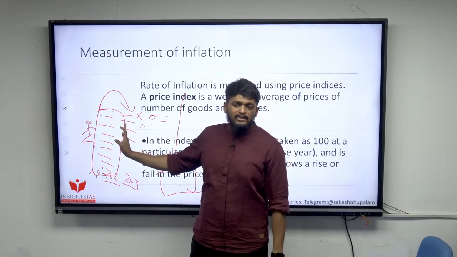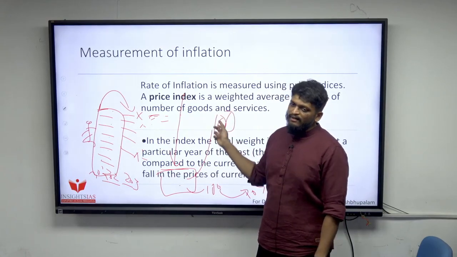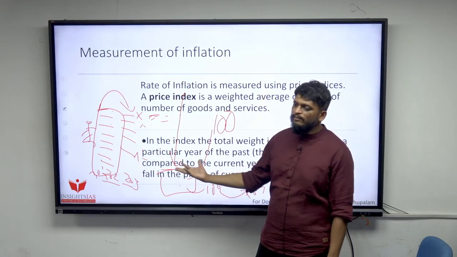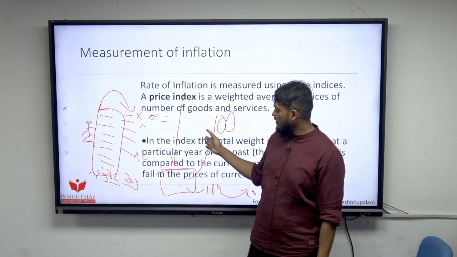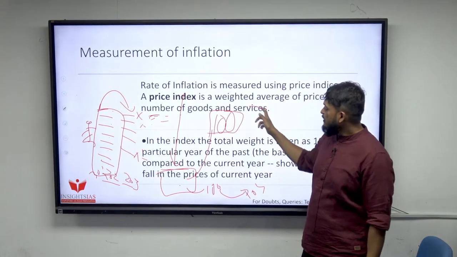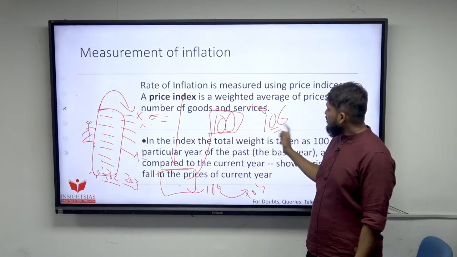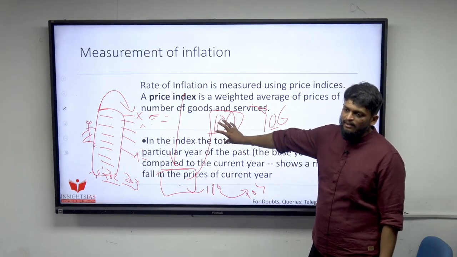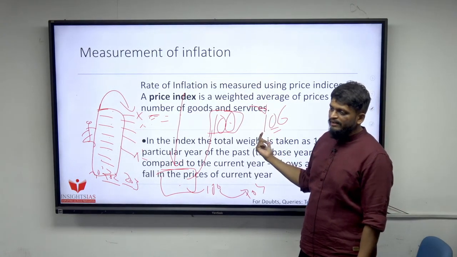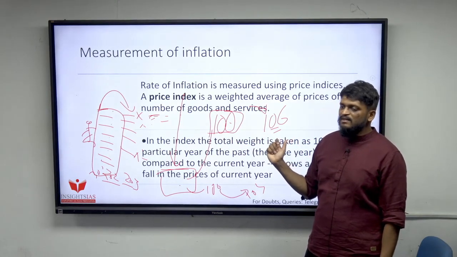Whenever we change the base year, whatever big number comes out, we set it back to 100. Why do we set it to 100? Just for simplicity. We don't want to look at big numbers, so to make it simple, we set the base year index to 100. From next year onwards, imagine base year is 100, next year it became 106. It shows that whatever costs 100 rupees in the base year costs 106 rupees right now. This is what an index is. CPI is calculated in this manner. CPI means consumer price index.